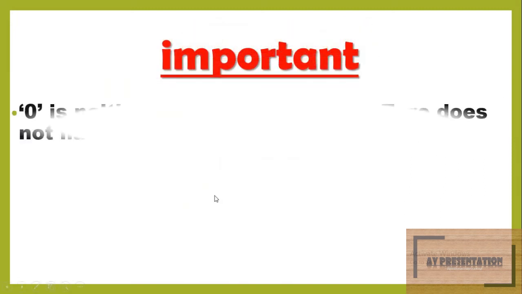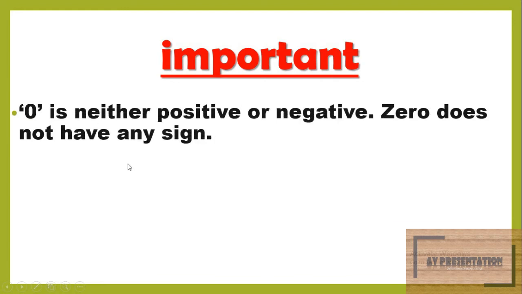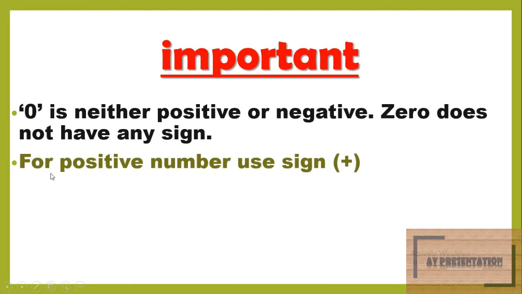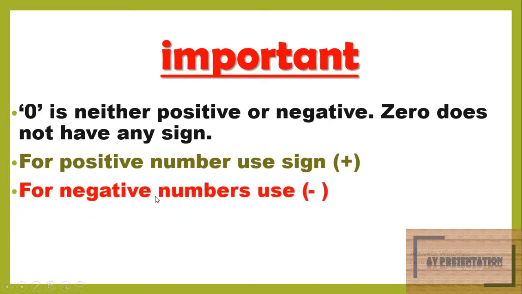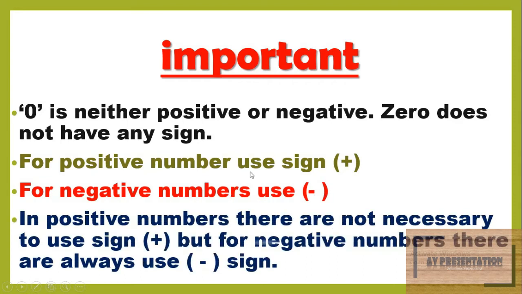Most important thing, 0 is neither a positive number nor a negative number. 0 does not have any sign. Student, for positive numbers we use the plus sign, and for negative numbers we use the minus sign. For positive numbers it is not necessary to use the positive sign, but for negative numbers we always use the negative sign.